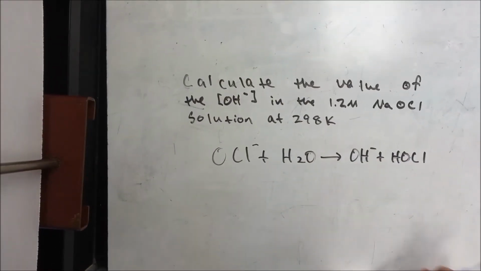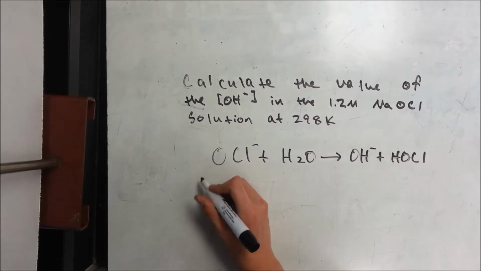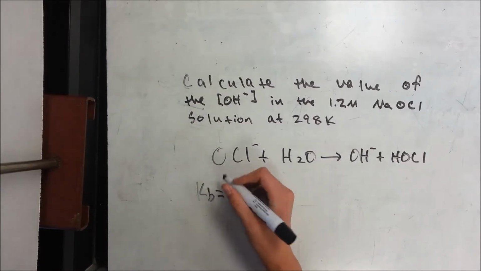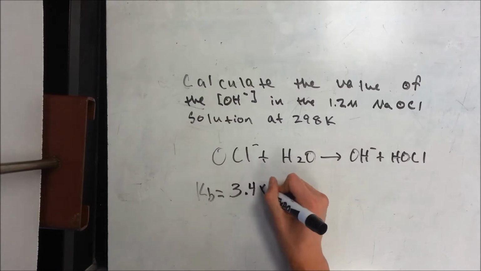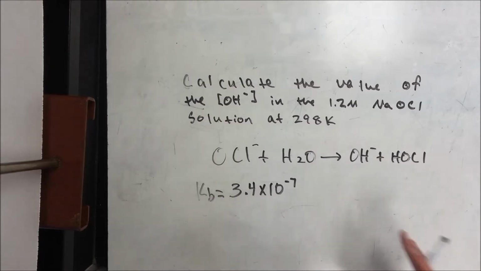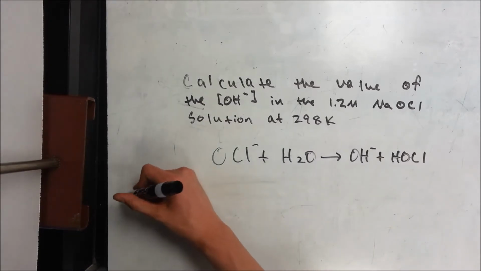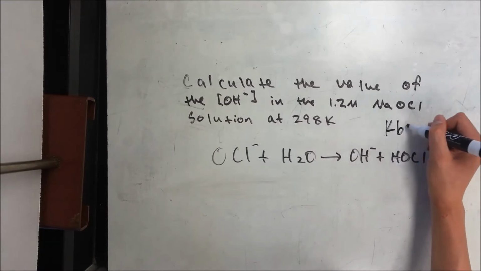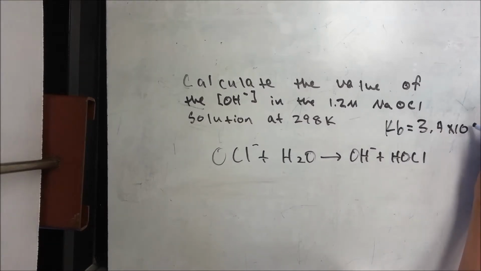So moving forward, we have a simple ICE problem here. It asks to calculate the value of the OH minus hydroxide concentration in the 1.2 molar solution of NaOCl at standard temperature, which is 298 Kelvin. So we use the Kb value, which we calculated in the last problem, which turned out to be 3.4 times 10 to the negative 7th. Let me put that over here so it's not in the way. Kb equals 3.4 times 10 to the negative 7th.